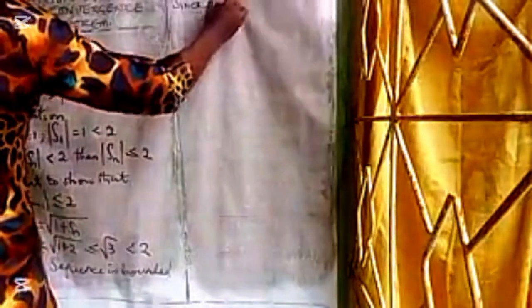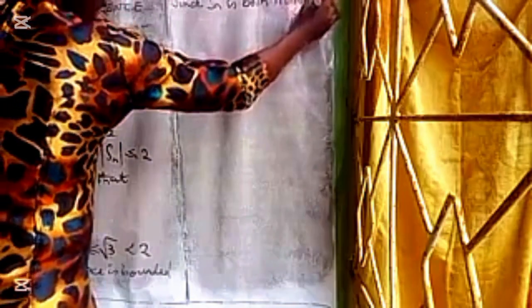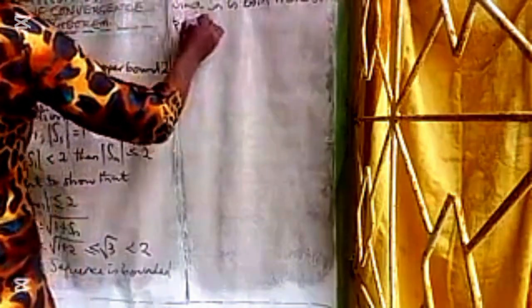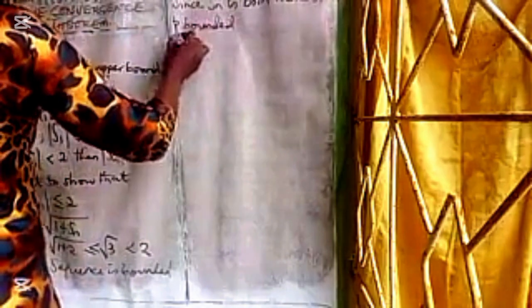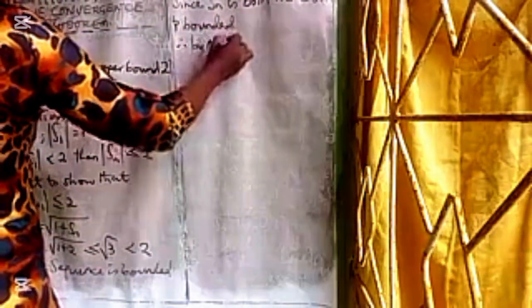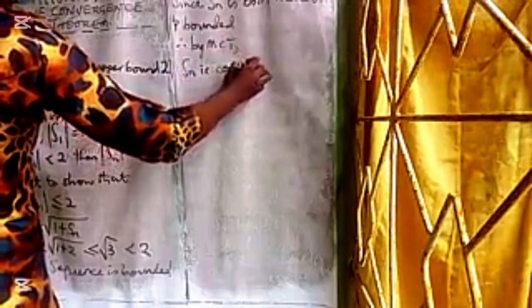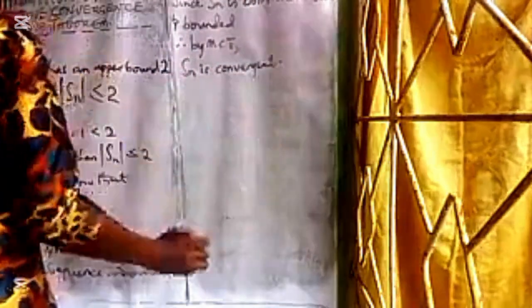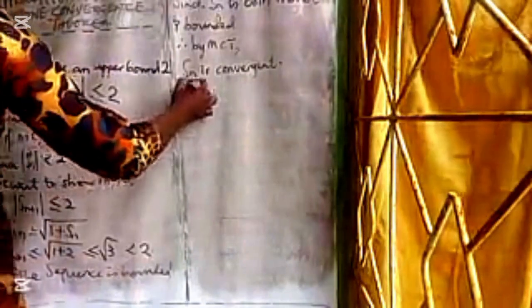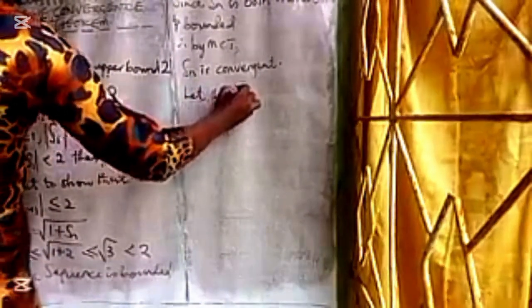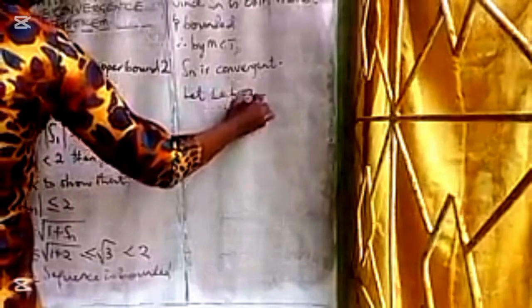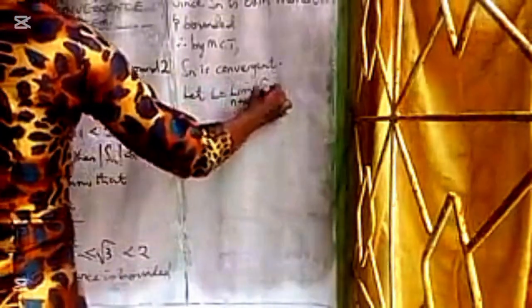Since Sn is both monotone and bounded, therefore, by MCT, Sn is convergent. And if Sn is convergent, that means the limit exists. So what is the limit? Let L equal the limit as n tends to infinity of Sn.